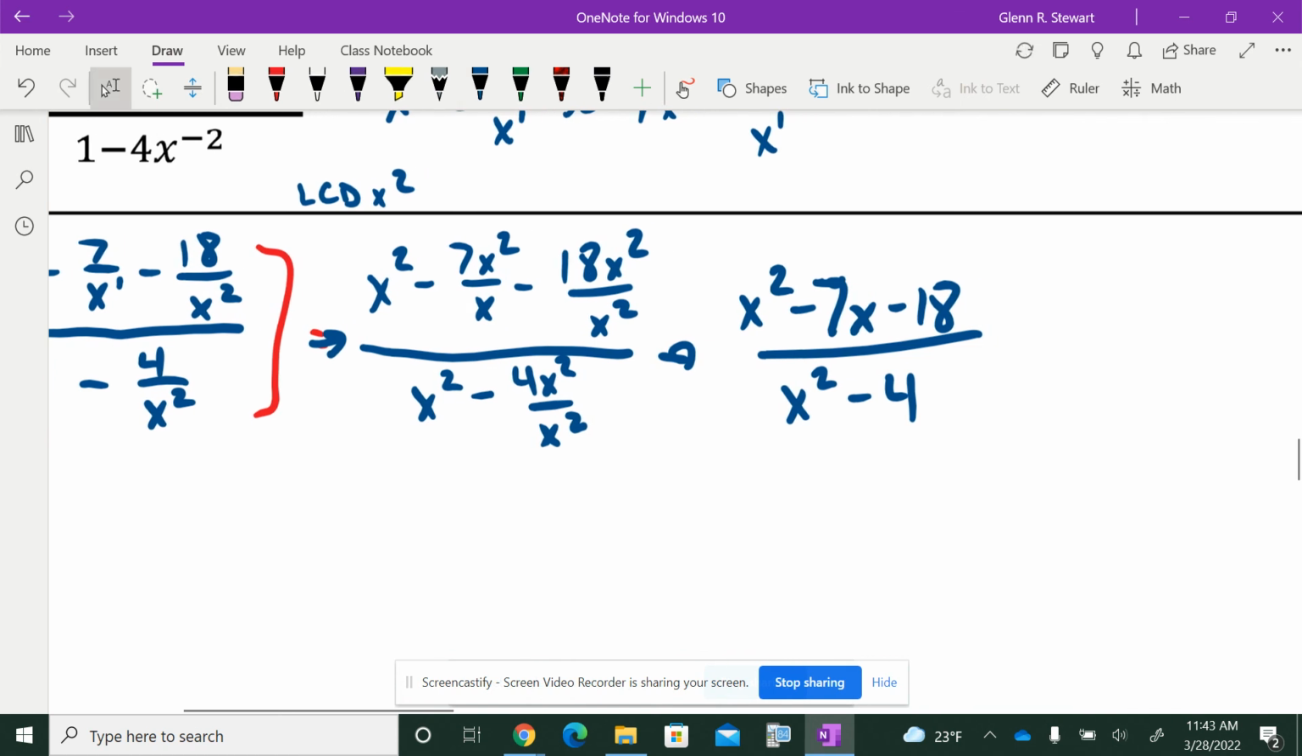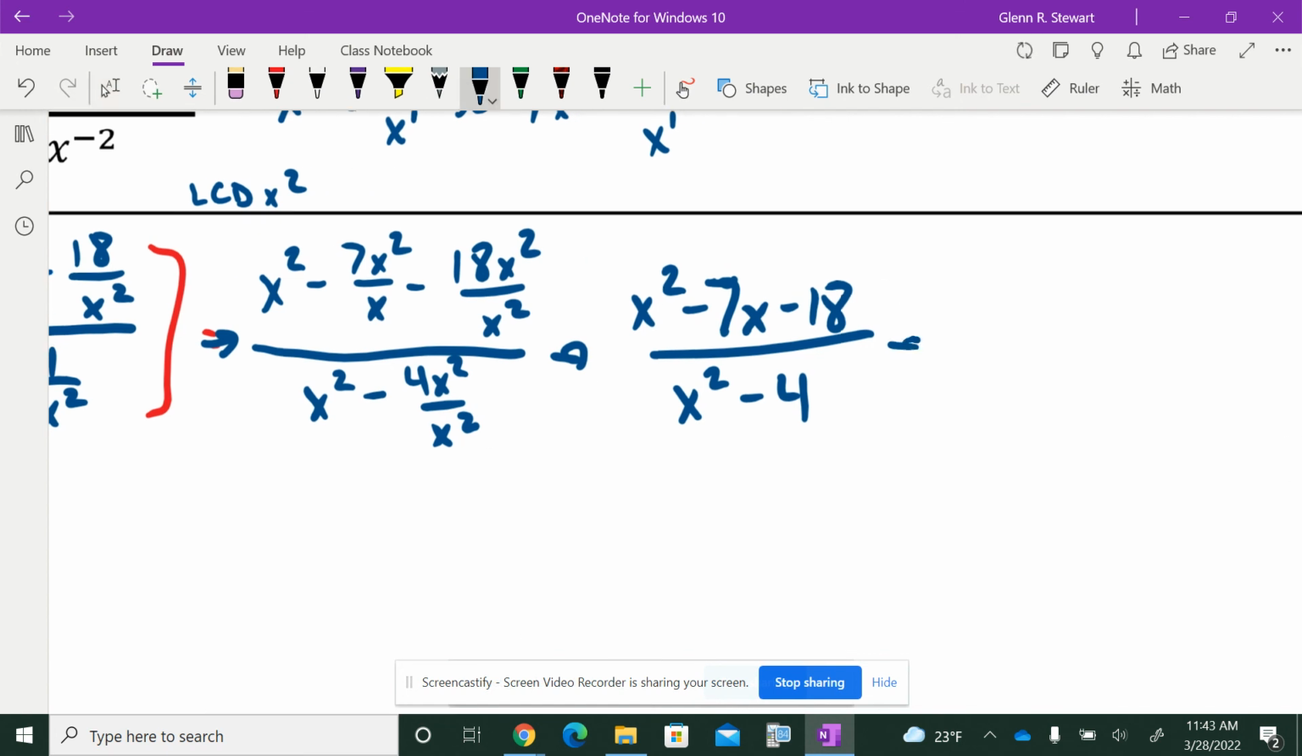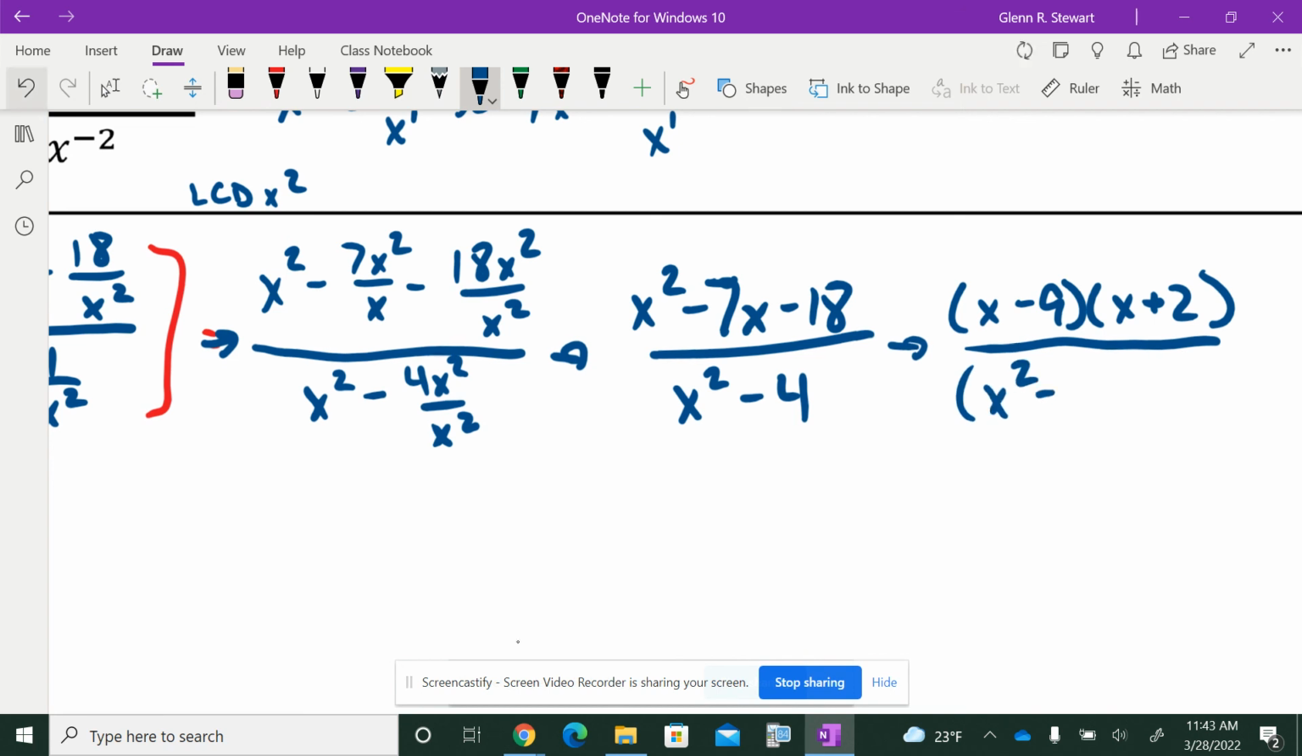And then from here, what's going to multiply to give me negative 18 and add to give me negative 7? 9 and 2. Thank you. Negative 9, positive 2. So x minus 9 and x plus 2. And then the bottom is another difference of squares. Good. So x squared. Oh, I'm sorry, not x squared. x minus 2. Yes, I am human.